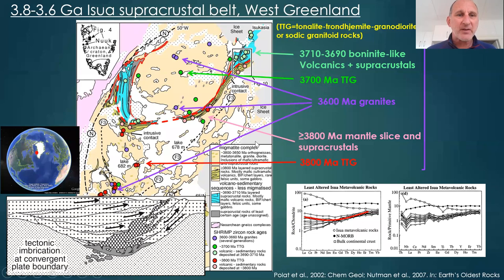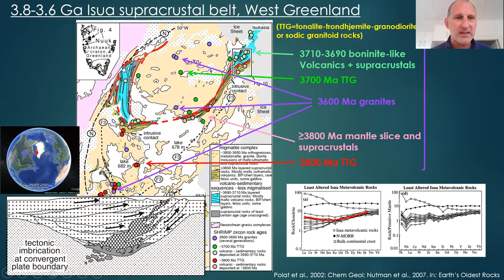So in West Greenland, there's a famous supracrustal belt, the Isua supracrustal belt. Supracrustal means rocks that were deposited on the surface of the Earth, so volcanic and sedimentary rocks. And studies there show that this little belt is actually made up of two distinct tectonic slices separated by this dashed red line. One side of that belt has only rocks that are 3,700 million years old, 3.7 billion years old, including volcanic rocks and sediments intruded by these primitive sodic granitoids that derive from melting of basalt. On the other side, everything is 3.8.